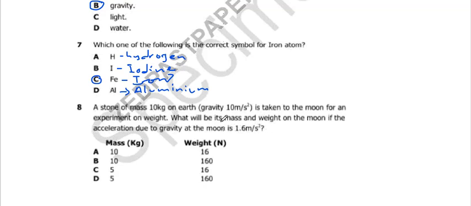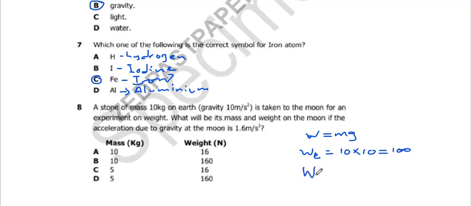So, key thing to remember is mass stays the same everywhere. No matter where you take the mass from, the mass will always be the same. But what differs is the weight. The weight changes according to the environment. So the mass on Earth and on the moon is the same, but the weight is different. Weight is equal to mass times gravity. So on Earth, the weight is 10 multiplied by 10, which gives you 100.